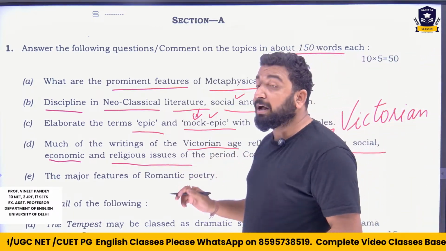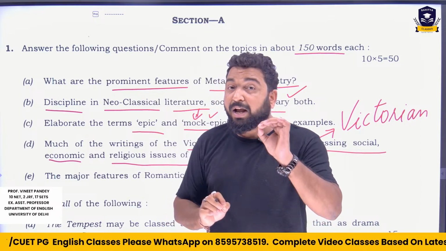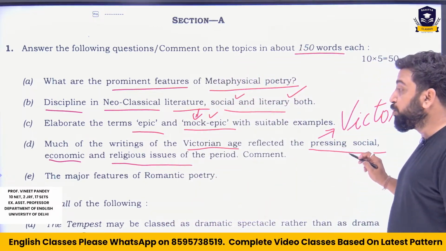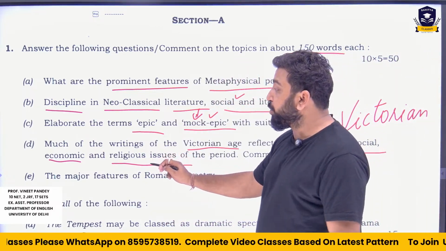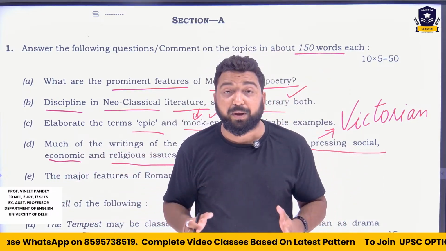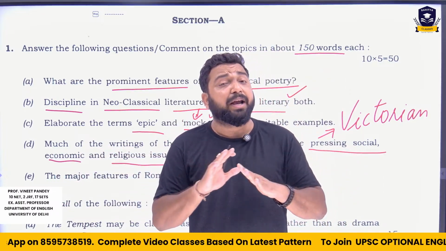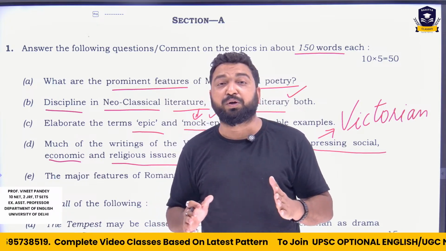Here we will have to take references of multiple writers: writers who are directly dealing with social issues, writers who are dealing with religious issues, and writers who are dealing with the economic crisis of the Victorians. But yes, it is not a tough question, ये आसान question है.